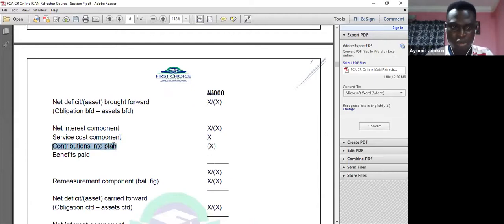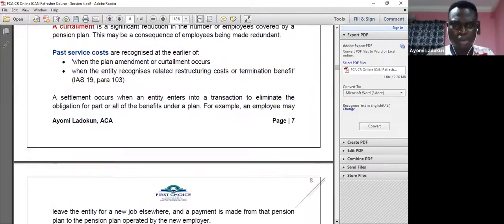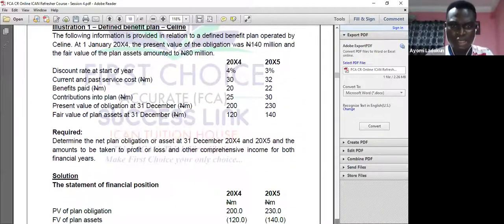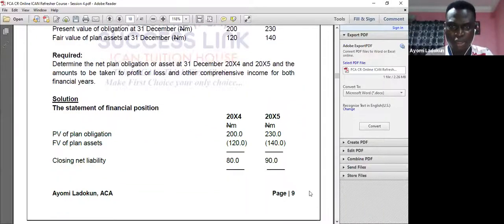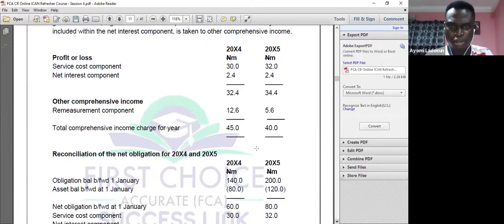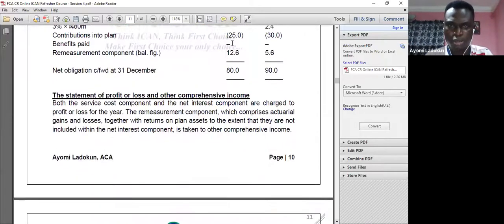Now, this is your contribution into the plan. Did you see? Because this is what we have in the pro forma. Okay, I think I understand now. So when you are doing it, naturally, you take it as a negative. Let me see. So this is what we have here.